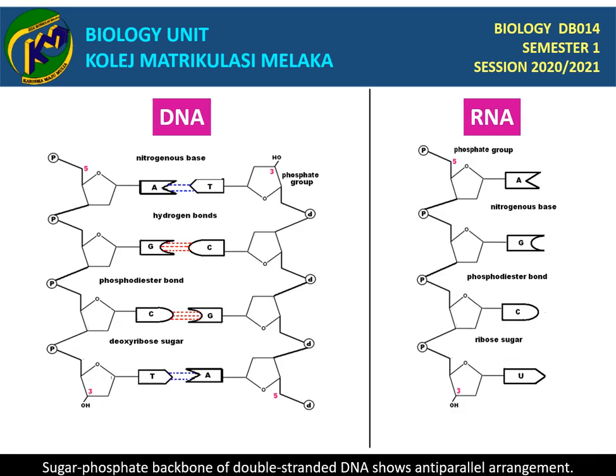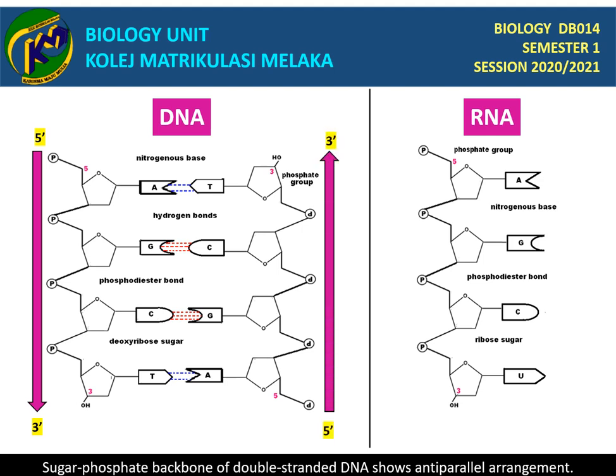The two polynucleotide strands of DNA show an antiparallel arrangement, which means the first polynucleotide strand, or left side, has a 5' to 3' direction downwards. However, the complementary strand, or the right side, has a 5' to 3' direction upwards.